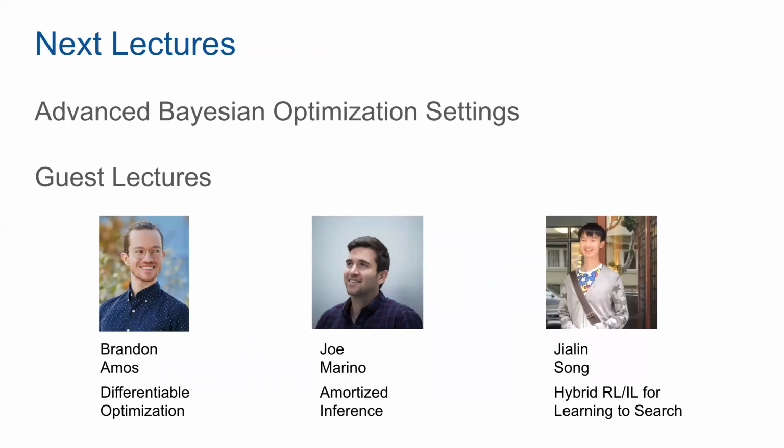So the next few lectures will be guest lectures, two of them by our TAs, and one of them by Brandon Amos. Brandon is a research scientist at Facebook Research. He did his thesis work on differentiable optimization, such as OptNet. And so he'll be giving the guest lecture next Tuesday. The immediate lecture on Thursday is advanced Bayesian optimization techniques. I'll be giving that lecture. And then the next 3 lectures following next lecture, starting next Tuesday, will be by Brandon, Joe, and Jialin on these topics. And that's the lecture for today.